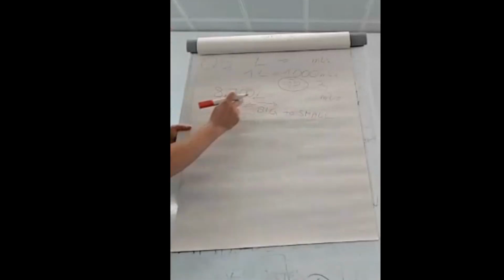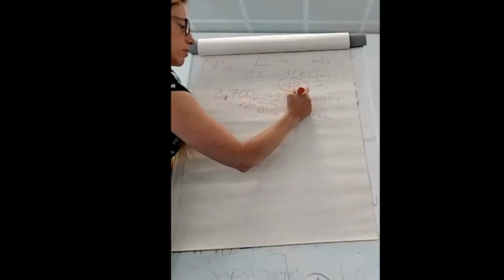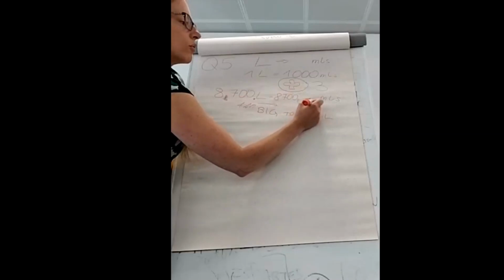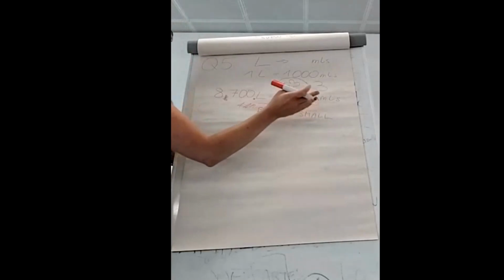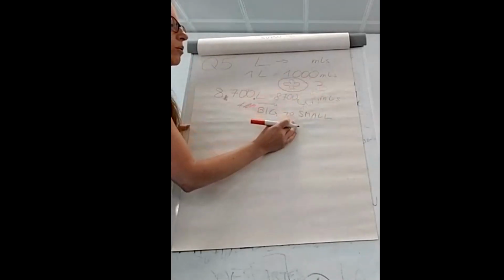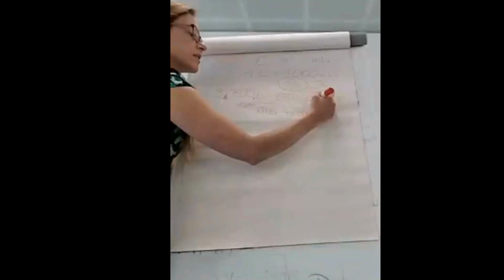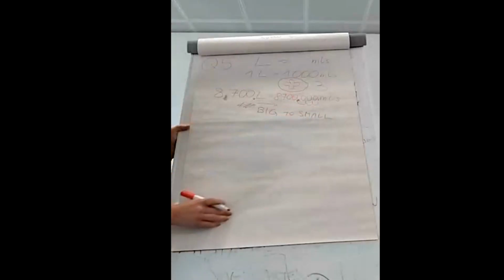All right. So that means 3 more places. So 8, 7, 0, 0, and then we move it 1, 2, 3. Draw nice little cups or baskets, semicircles, and fill them up with zeros. And then you have your answer. So it's 8,700,000 milliliters.